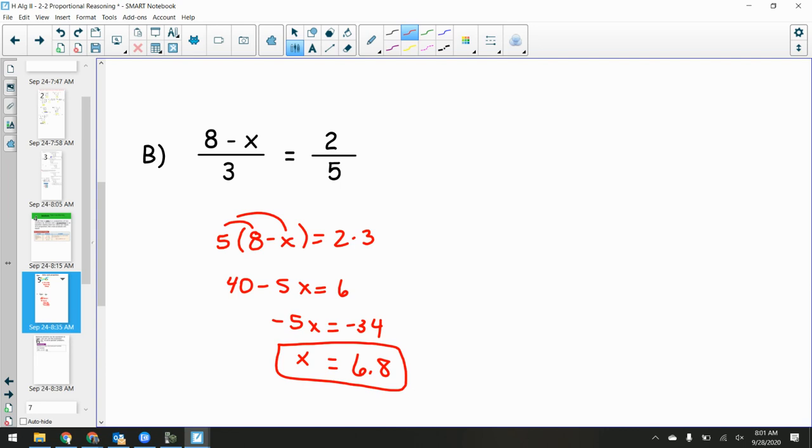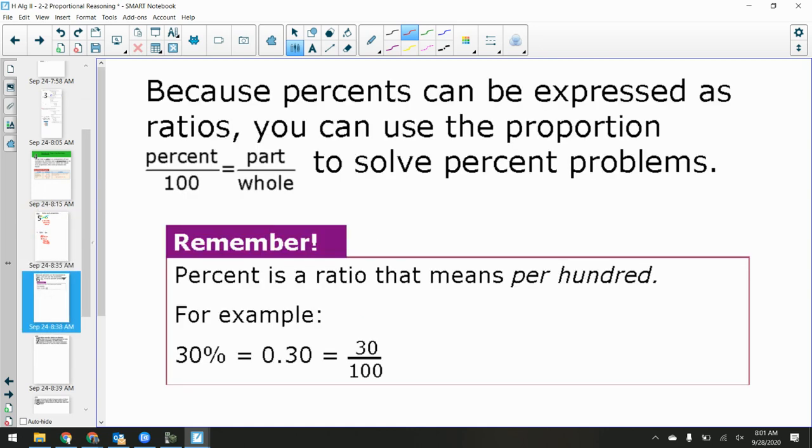Let's talk about the applications of it. One of the applications is percentages. Because percents can be expressed as ratios, you can use the proportion percent over 100 is equal to part over whole. Think about the word percent. Analyze the word. You know, that cent in there, C-E-N-T, is referring to 100. Like if you think about the word centimeter, how many centimeters in a meter?